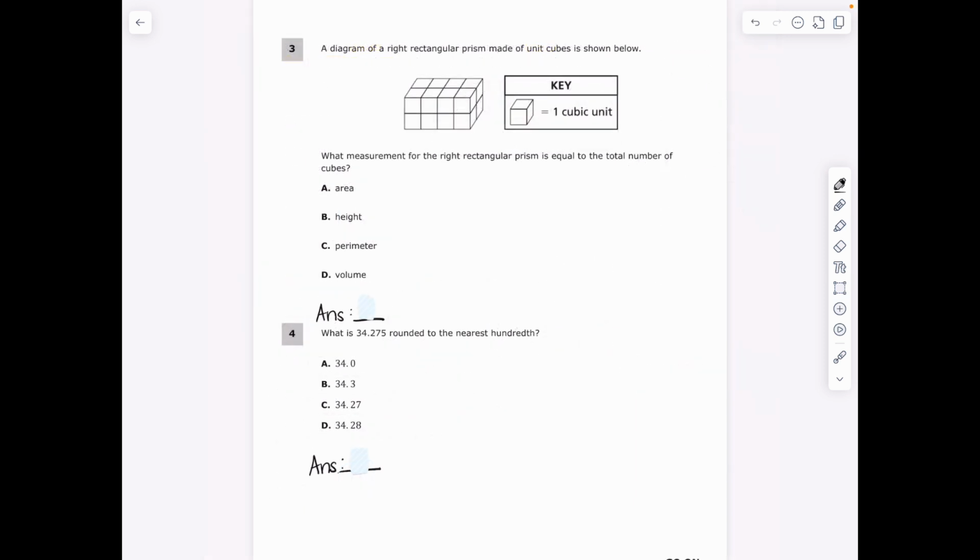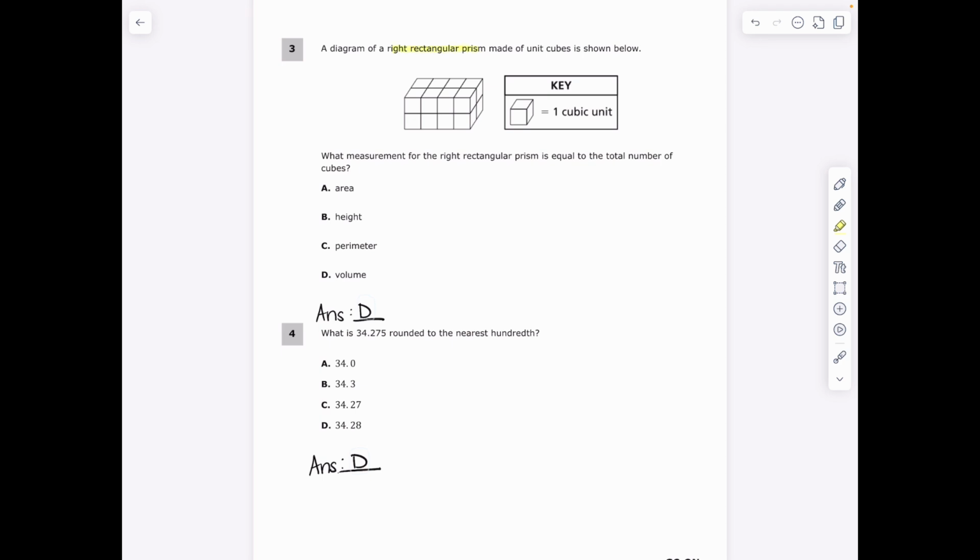Let's do the reveal for 3 and 4. So for volume, it's a volume problem, I can see it, it's D. And for number 4, it's a rounding problem, also D. All right, so check off and stay here if you want to watch how I work through it. So the first one, we have a prism.